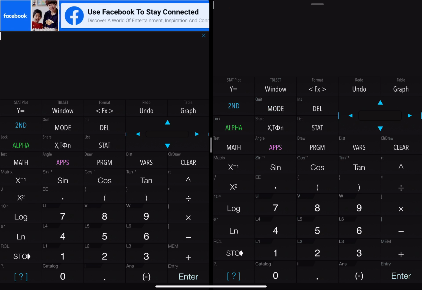If you look on the left-hand side of the screen, the free version of the calculator is going to have ads. The pro version does not. If you click on Y equals on both, on the free version you can use Y1 and Y2. On the pro version, it's free rein. You can use the entire thing.